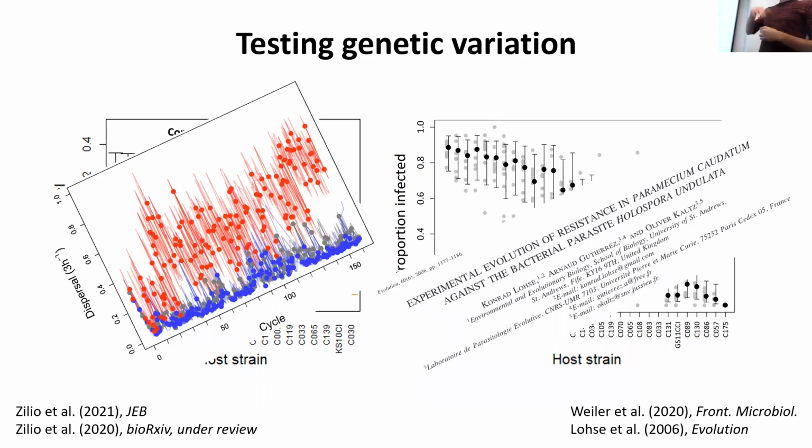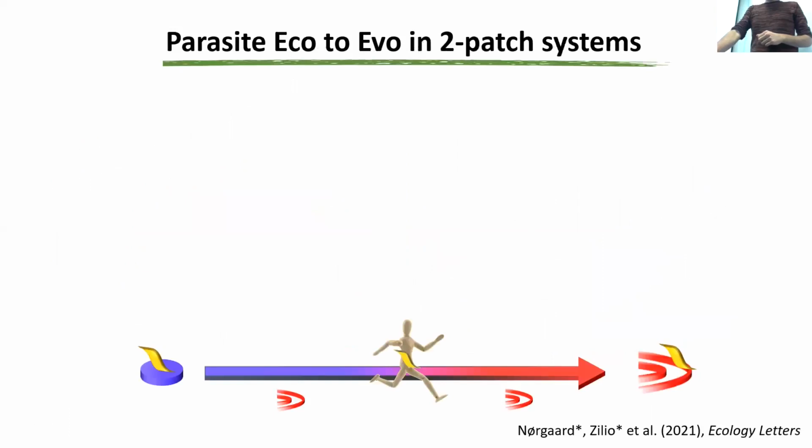And we know that from an experiment. Here in red, you have dispersal evolving over time. You can see that the right one is the treatment selected for dispersal. Dispersal is increasing. And we also know from older papers that in this system, resistance and virulence can also evolve. Okay, so we have all the ingredients: a prediction, a model system, and we know that the traits we are interested in, dispersal and virulence, can evolve.